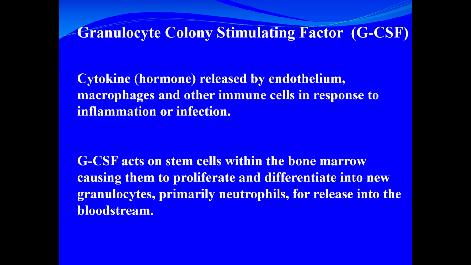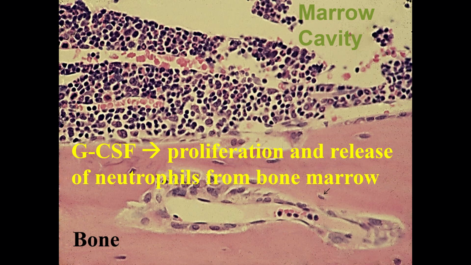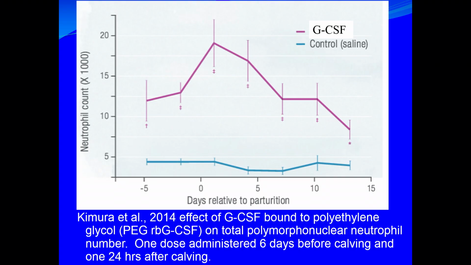A new player has emerged on the scene, and we started working on this back in 1988, granulocyte colony stimulating factor. My colleague Mark Curley did a lot of work on this a long time ago. And this is basically a cytokine that's released by macrophages and other type of immune cells to stimulate growth of new neutrophils. It basically works in the bone marrow and causes proliferation of neutrophils. And basically what you're going to see is that cows that have been given this granulocyte colony stimulating factor will see about a 5-fold increase in white blood cell count, primarily neutrophils, through this periparturient period.